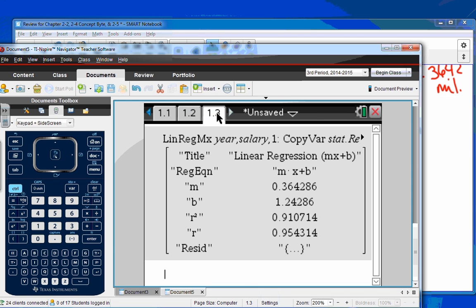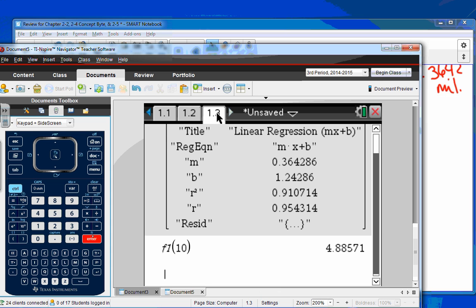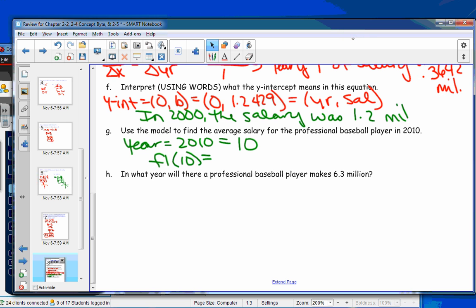So all I have to do is on my calculator page type F1 parenthesis 10 and hit Enter. What does that give you? 4.8857. In other words, how many millions of dollars are they going to make? 4.9, right? They're going to make about $4.9 million. That's how much a baseball player is going to make in 2010.